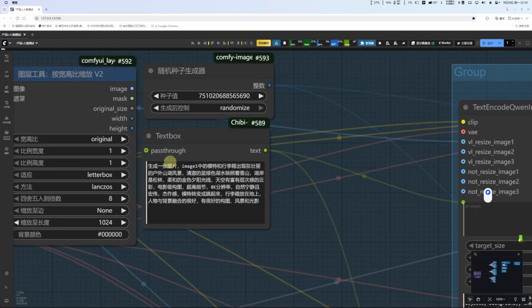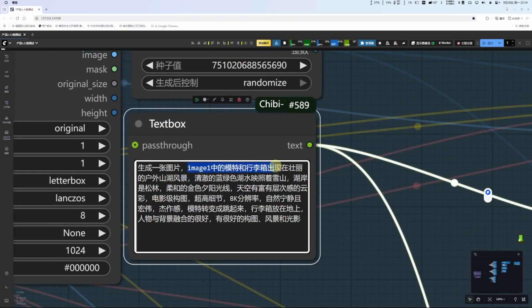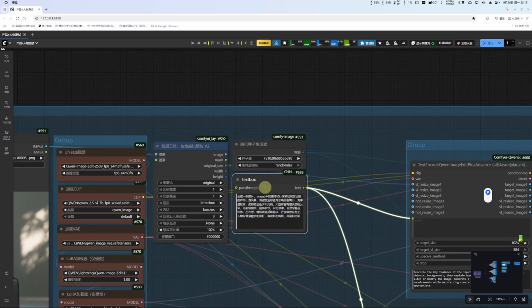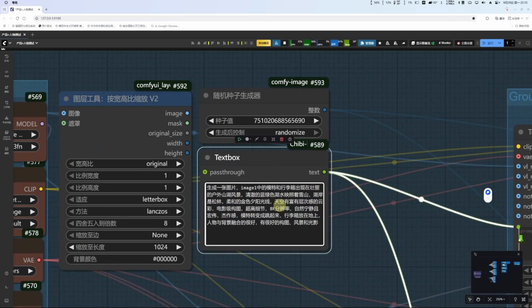Then you see, I changed this prompt to say the model and suitcase in image 1 appeared in a Fushanfang in Zhuangli. In other words, a background change is being made here. Then the model turned into a jump, and the suitcase is put on the floor. Such a change in the model and suitcase. That is to say, it not only changes our image background, but also changes the posture of our model.